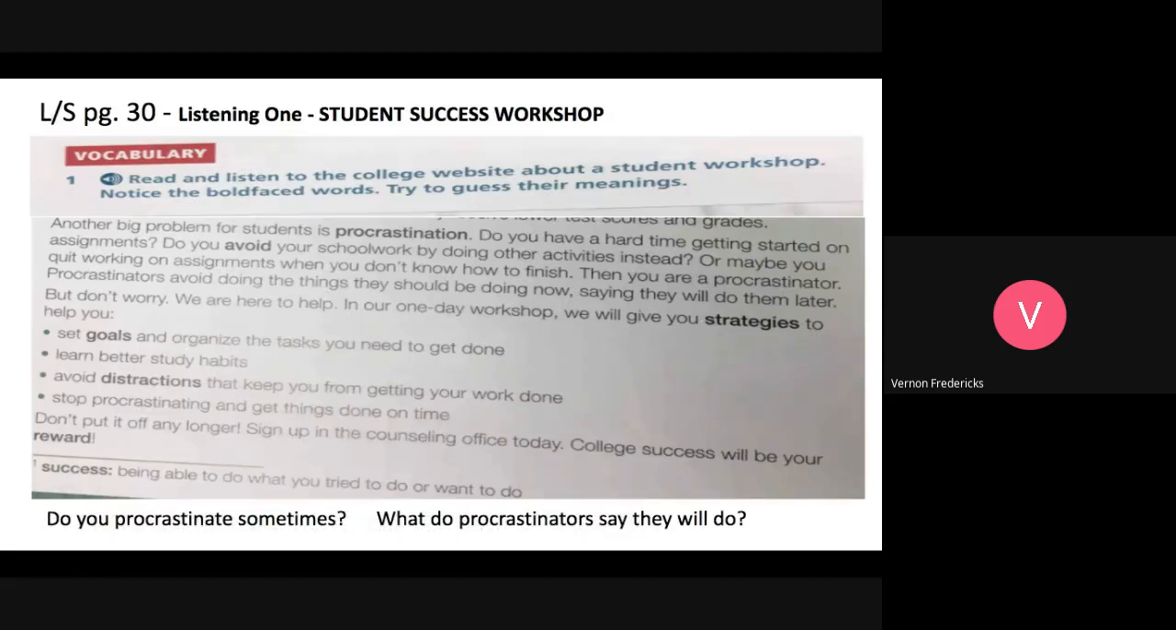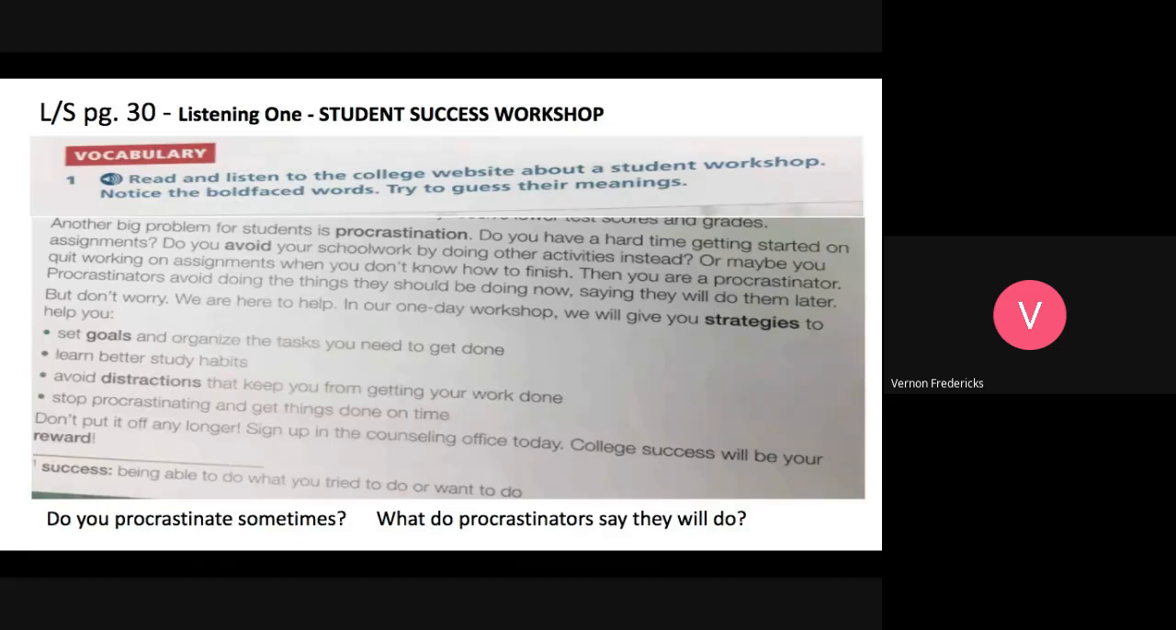Paragraph 2. Another big problem for students is procrastination. Do you have a hard time getting started on assignments? Do you avoid your schoolwork by doing other activities instead? Or maybe you quit working on assignments when you don't know how to finish it.